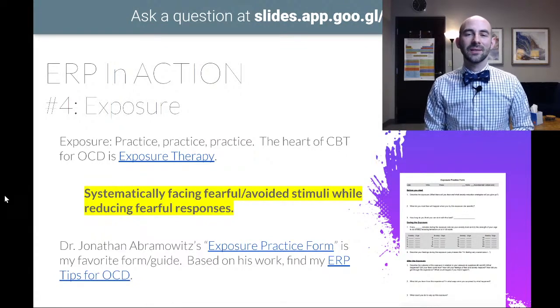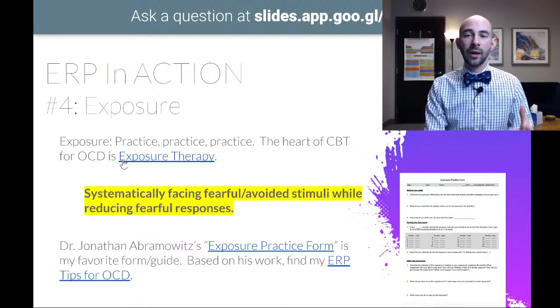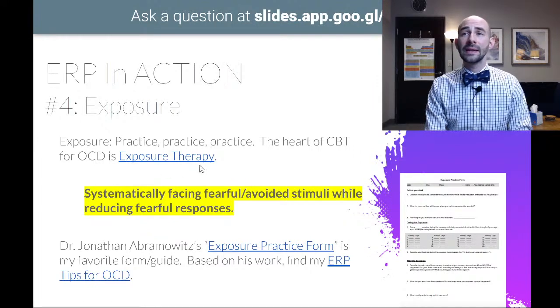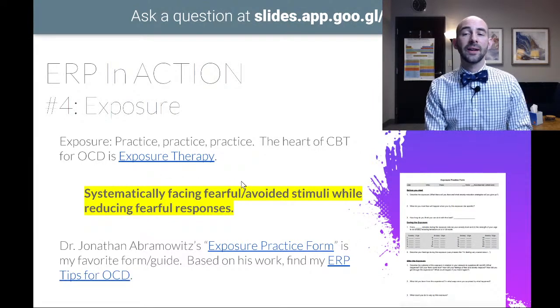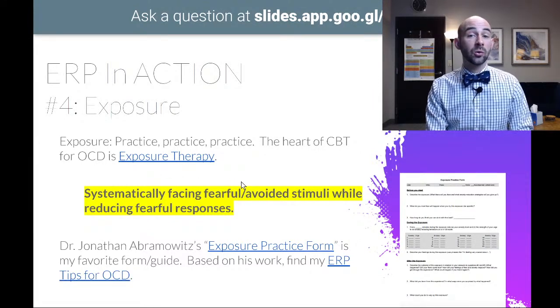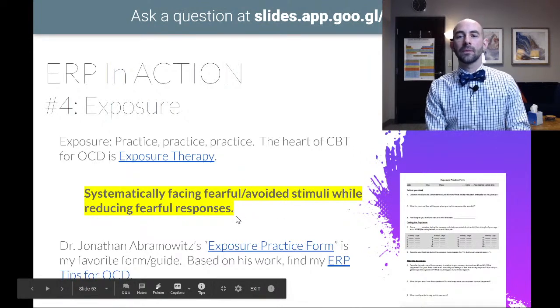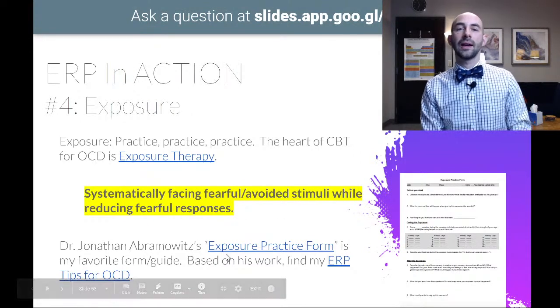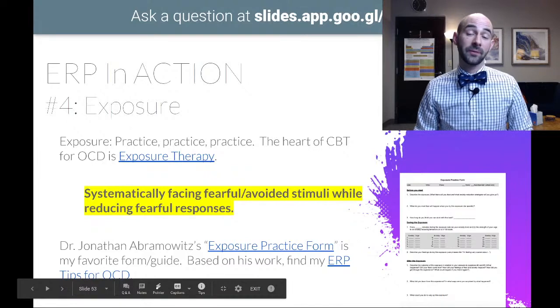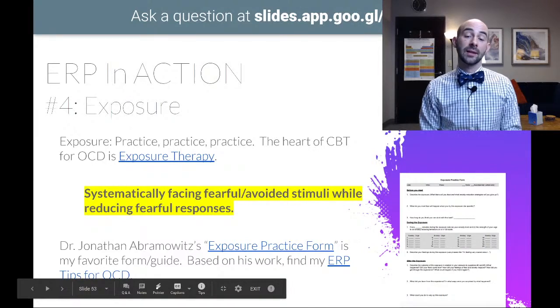We have to practice. So here's a form. This is Jonathan Abramowitz, one of the foremost researchers with OCD. He put together this form. You can find it on his website. It's one of my go-tos still to this day. You can also go down to the ERP tips for OCD. Check that out. I think you'll hopefully find that beneficial. It's largely based on Abramowitz's work as well.